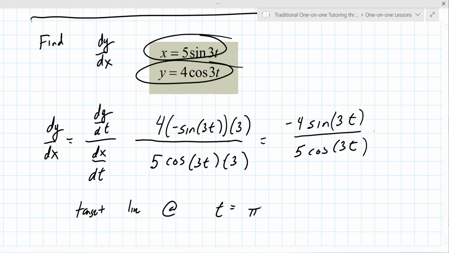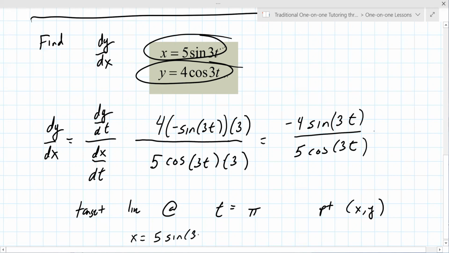Okay, so you just plug pi in for t. You need a point, right? You need an x comma y, so you have to go back to the original, and then you need a slope, which you get from the derivative. So I'm asking you to find x equals 5 sine 3 times pi.